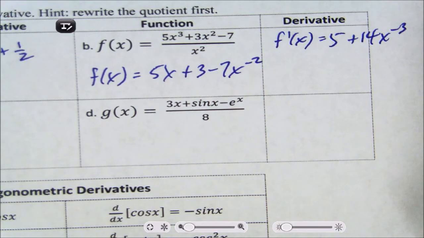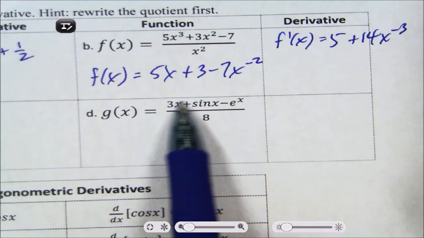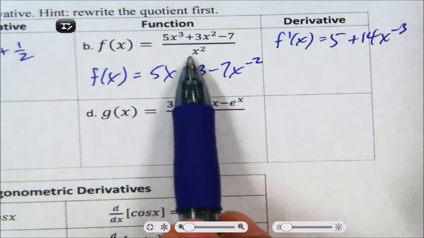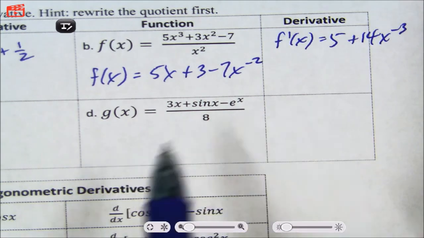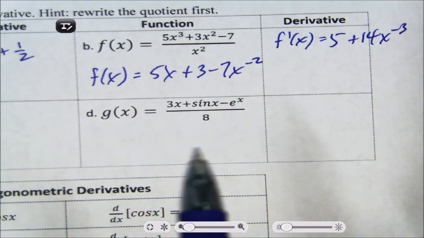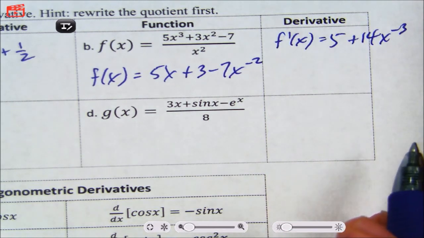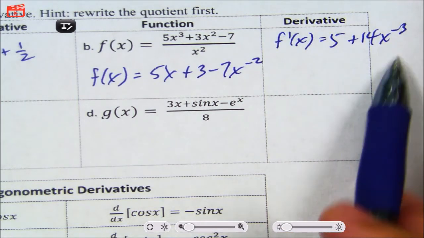Brandon's question was, what are the purposes of these examples? The purpose of these examples is, if you don't want to use the quotient rule, see if you can find a way around it. So this one, you can do some algebra, do the division, and you can avoid the quotient rule. Is that the same as 5 over 14x cubed? No, it isn't. It'd be 5 plus 14 over x cubed.